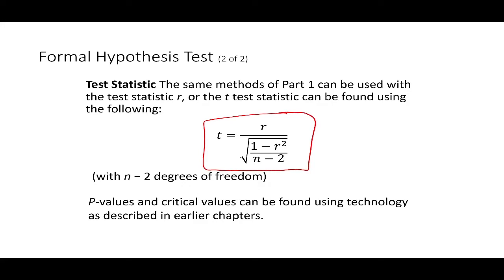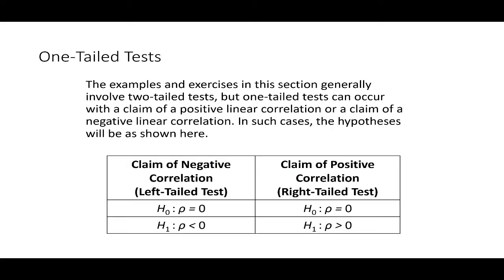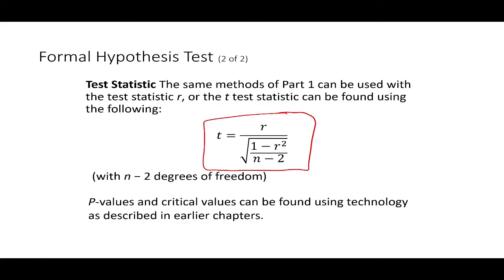This is the formula we can use to find the value of test statistics t. You can use it manually by using a calculator, or you can also use StatCrunch. So this is the final conclusion. If there is a one-tailed test, it might be rho less than 0 or rho greater than 0. So these are the things you have to know. Now we're going to see some examples.